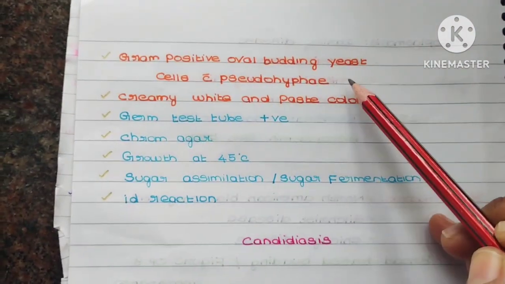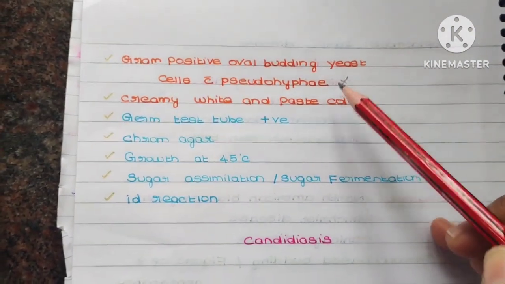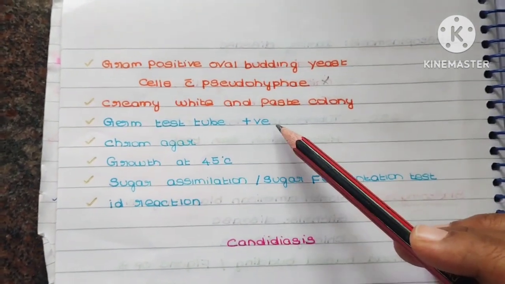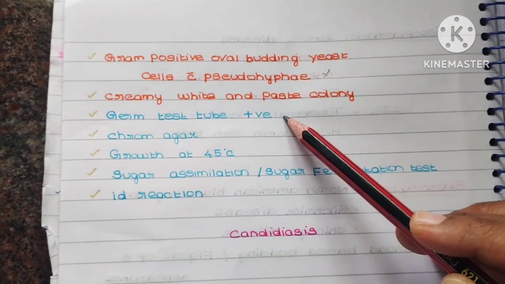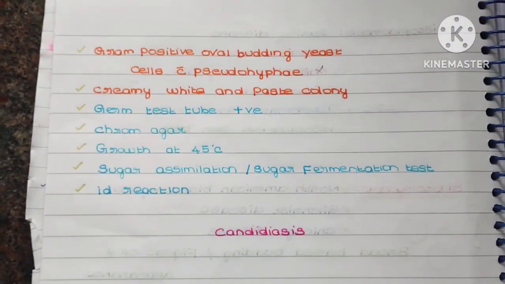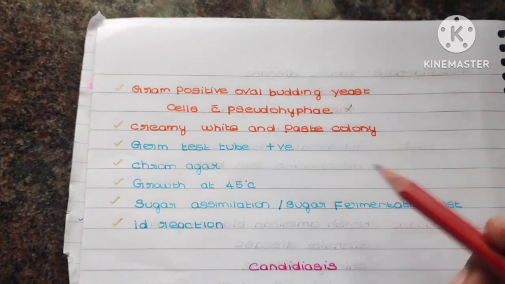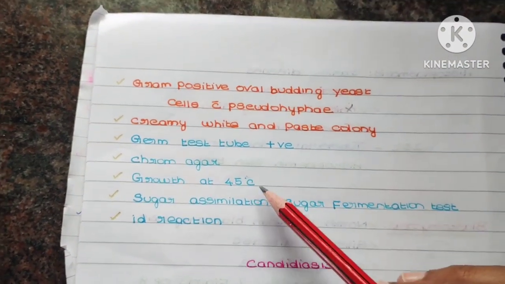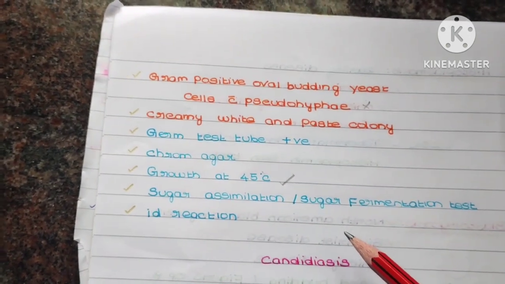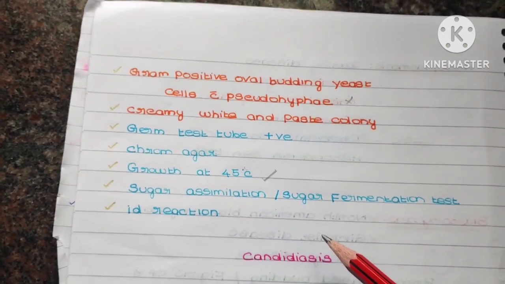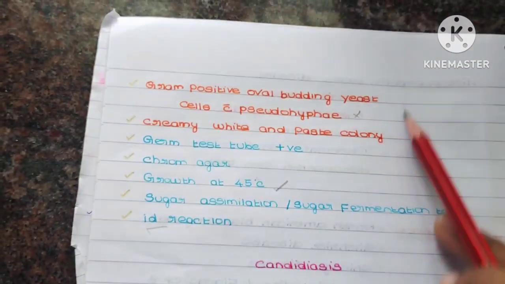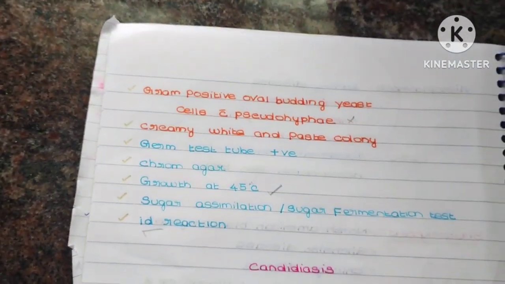So next, for candidiasis, the key points you'll come across are, first, gram-positive oval budding yeast cells with pseudohyphae. That is an important point, and it produces creamy white colonies. Germ tube test is positive for Candida. The rest of the species will be germ tube negative, and it produces color in the CHROMagar, and there will be growth at 45 degrees Celsius. You can also differentiate by sugar fermentation, assimilation and ID reaction. So if you come across these points, it is Candida.